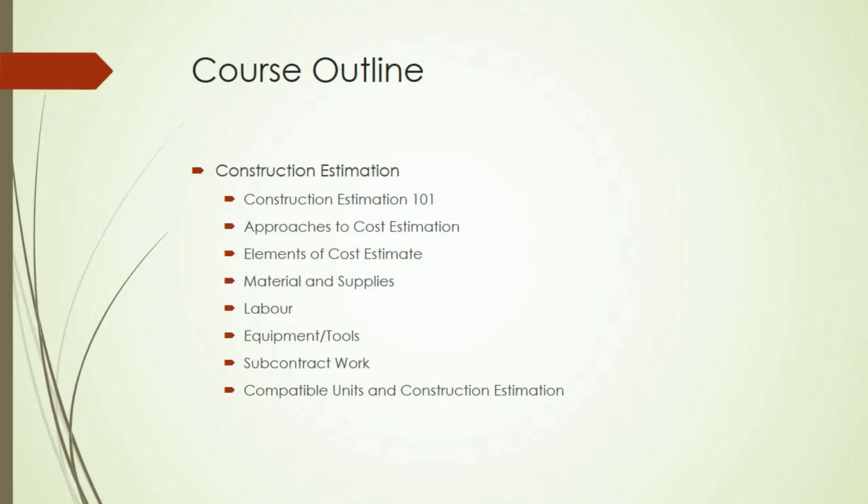So now let us go over the course outline for our compatible units course. We would first look at the concept of construction estimation. We will look at the different approaches to cost estimation, the elements of a cost estimate, the different elements such as materials, supplies, and labors, the equipment and tools, as well as how work is being subcontracted, and how compatible units are going to tie all of this together in construction estimation.